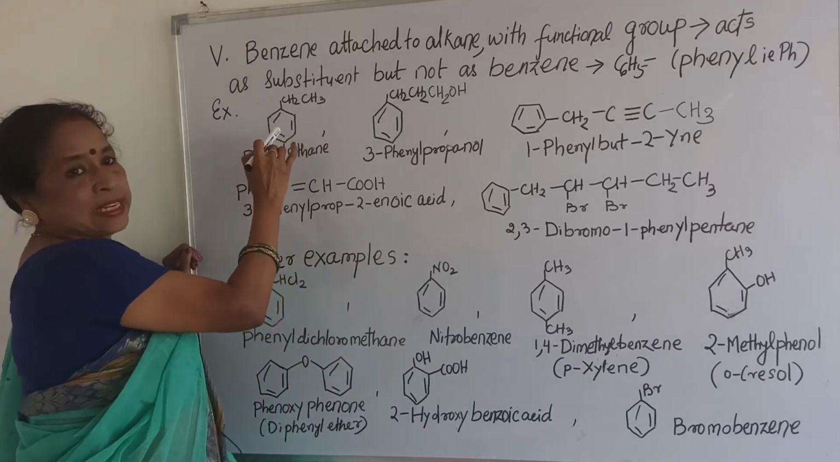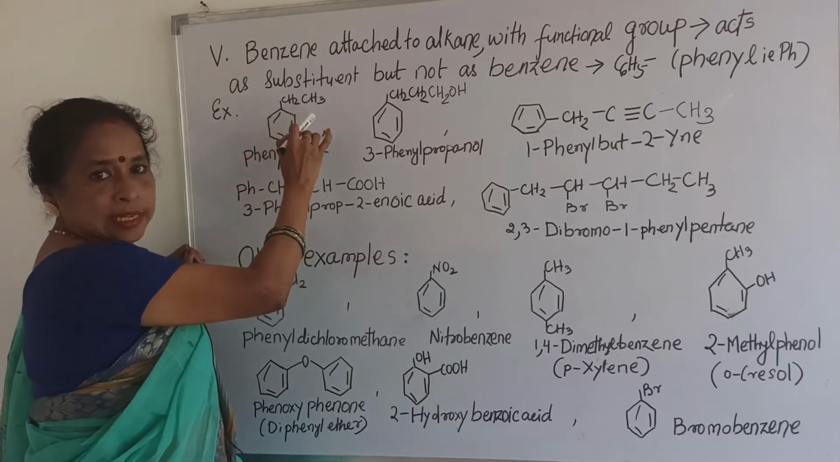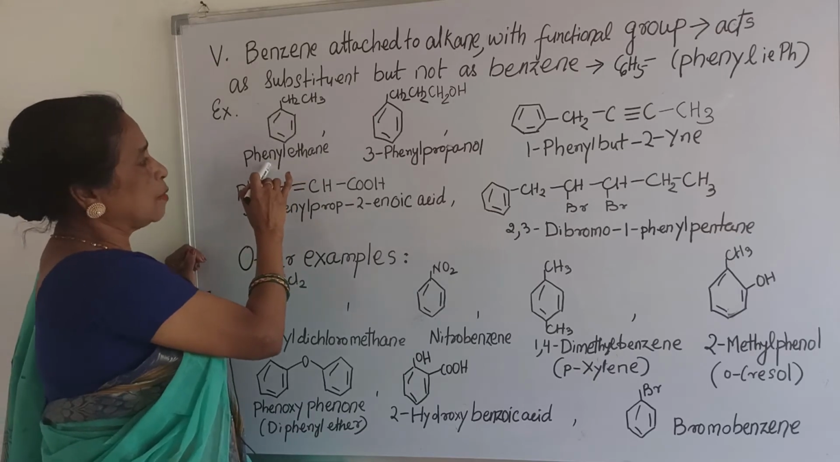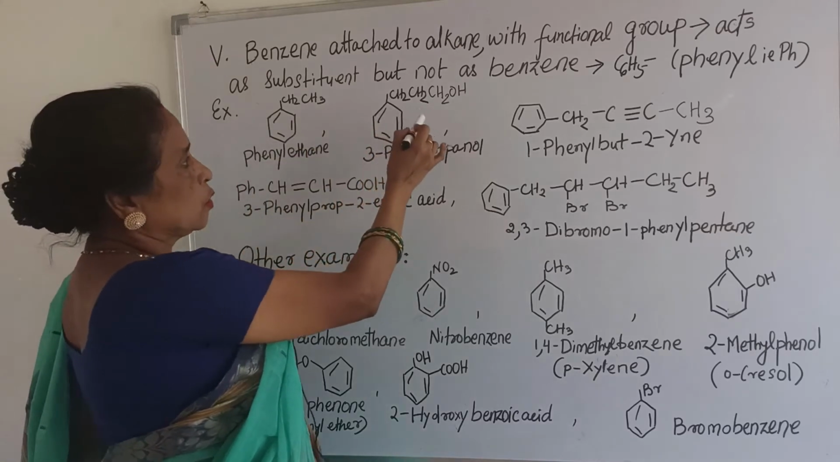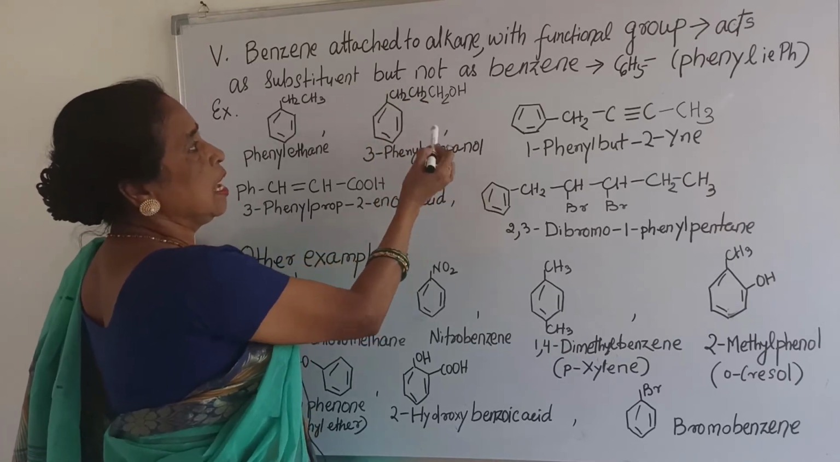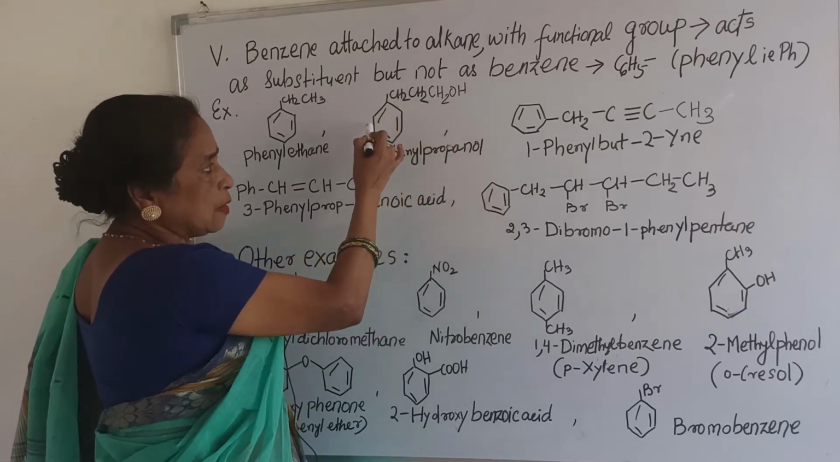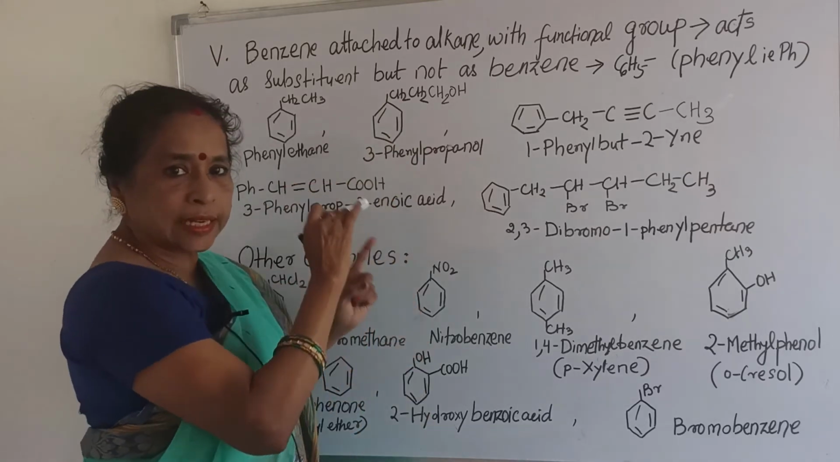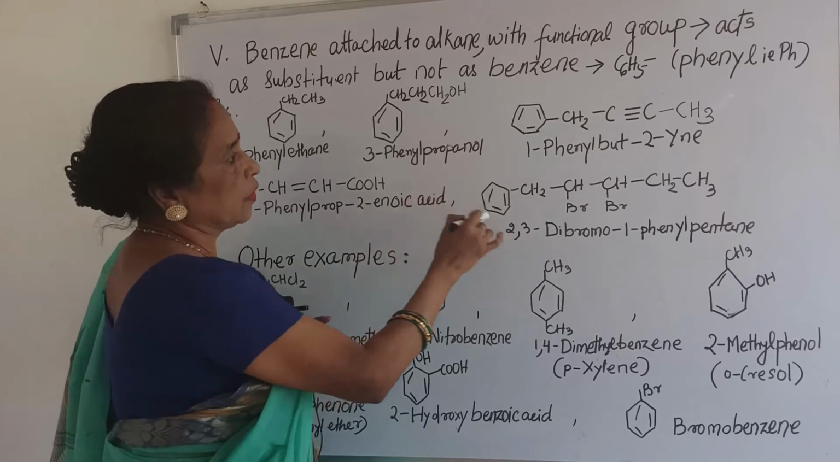Here the benzene ring is attached to CH2CH3. That means the root alkane is ethane. That is why the name is phenylethane. Here also 1, 2, 3, that means this is an alcohol group, propanol, and in the 3 position a phenyl group is attached. That is why it is known as 3-phenylpropanol.